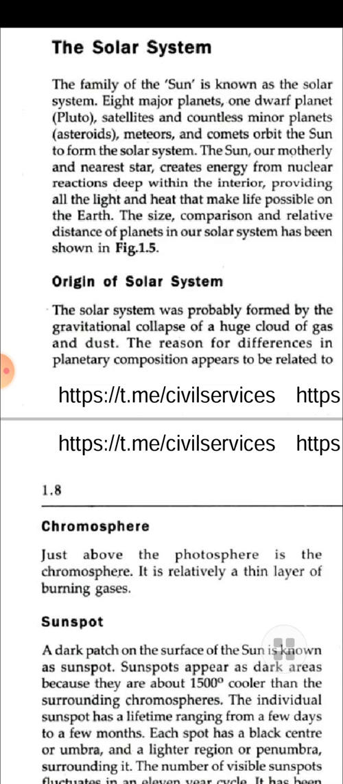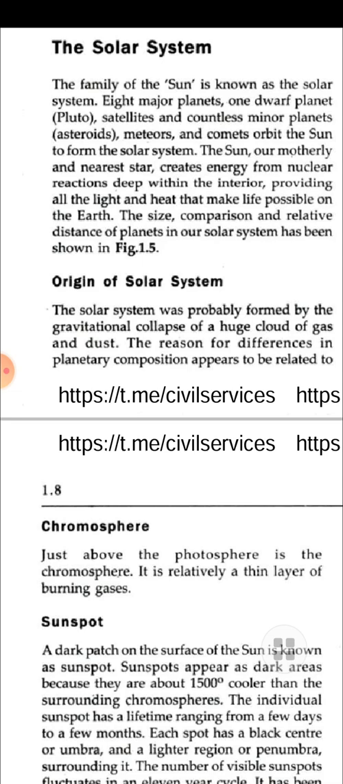The family of the Sun is known as the solar system. Eight major planets, one dwarf planet, Pluto, satellites, and countless minor planets, asteroids, meteors, and comets orbit the Sun to form a solar system. The Sun, our motherly and nearest star, creates energy from nuclear reactions deep within its interior, providing all the light and heat that make life possible on the Earth. The size, composition, and relative distance of planets in our solar system are shown in Figure 1.5.